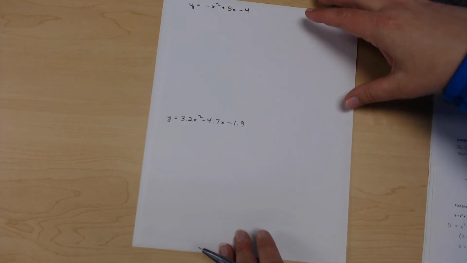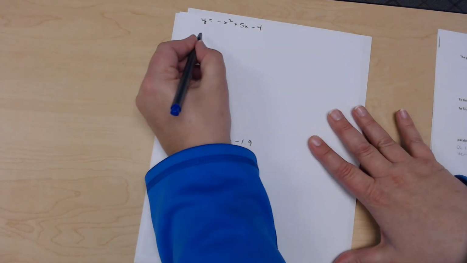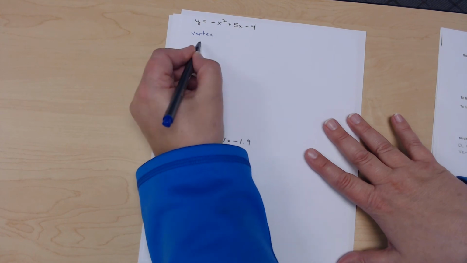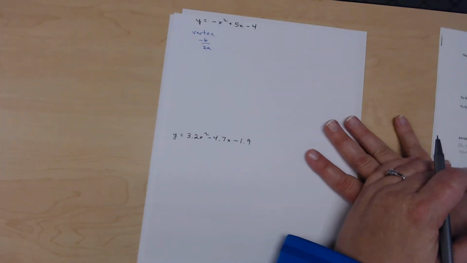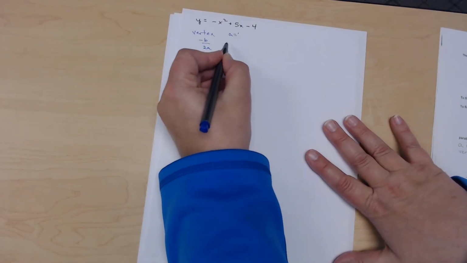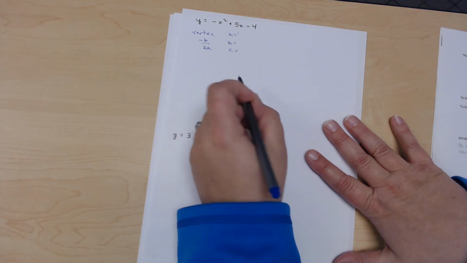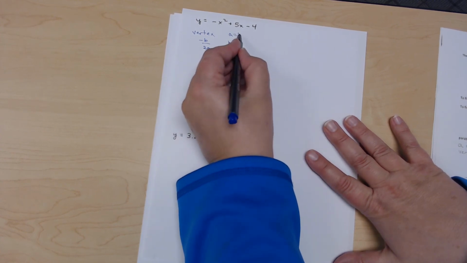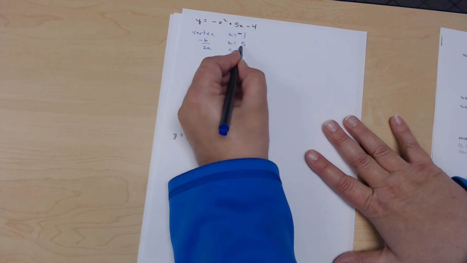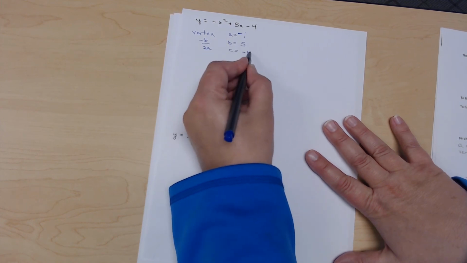All right, so we are supposed to find the vertex, the roots, and graph. Okay, we got 2 more. So vertex, we're going to do negative b over 2a. What is a? What is b? And what is c? A is negative 1. Make sure you take the sign with. B is 5. C is negative 4.